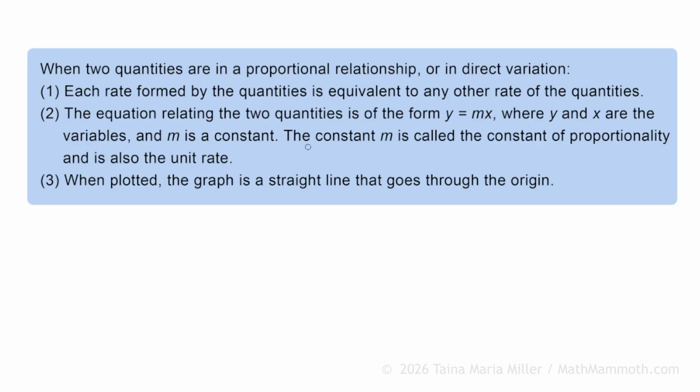Number 2, the equation relating the two quantities is of this form, y equals mx, where y and x are the variables, and m is a constant. This constant is called the constant of proportionality, and it's also the unit rate. And number 3, when you plot this, the graph is a straight line that goes through the origin. Okay, so this is just review from earlier grades.